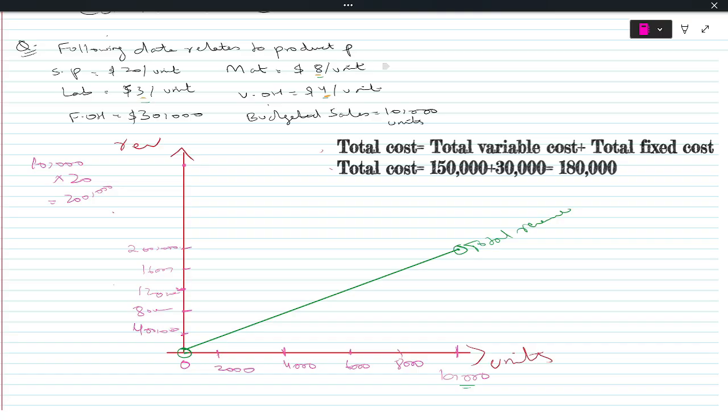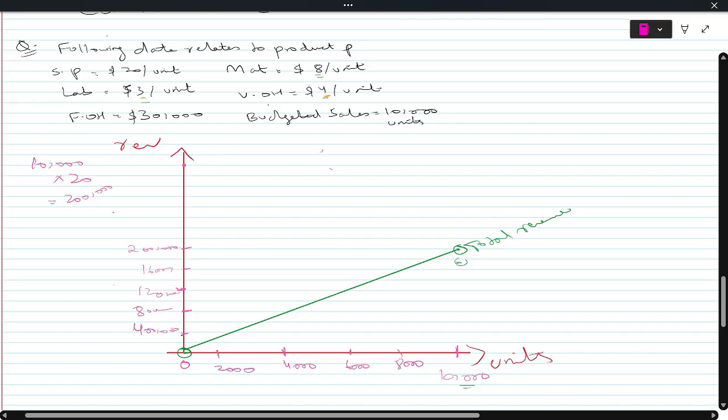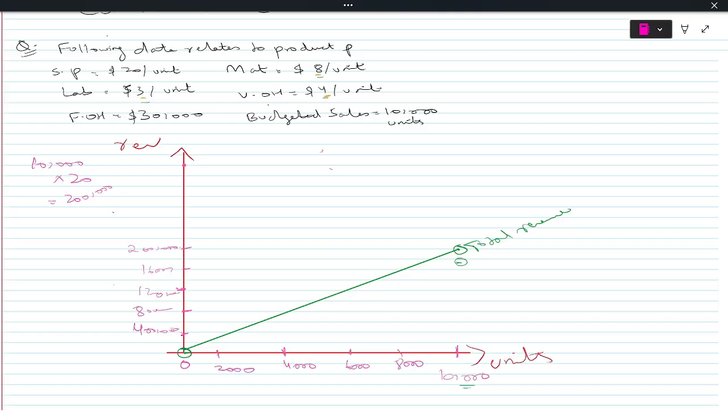30,000. So 150 plus 150 plus 30, that's 180. So at 10,000 units, you have a sale of 180, right? So 180 is going to be somewhere over here. You can just place it over here. Obviously, it's a rough graph, right? You will make a proper graph, but this is just a rough graph that I'm drawing over here, right?